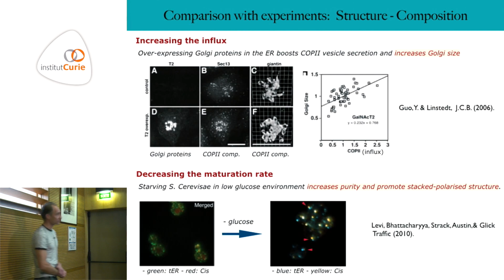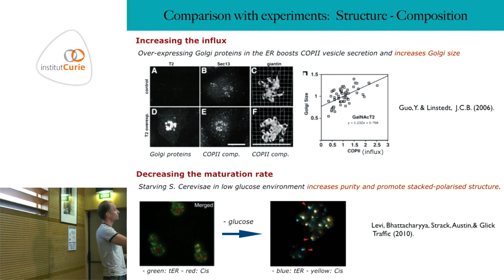Right, so in order to compare this with experiments, it's pretty hard, because in experiments, what usually happens is that you have mutation of proteins that don't work at all anymore, or overexpression of proteins. So we can only be qualitative, but we can see that if you increase the influx, you tend to increase the Golgi size, which is what we predict also, but that's a natural prediction. If you decrease the maturation rate, that's more interesting. You tend to increase the purity of the compartment, which is exactly what we predict.